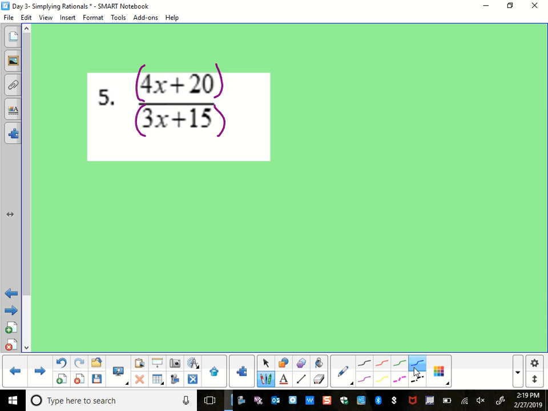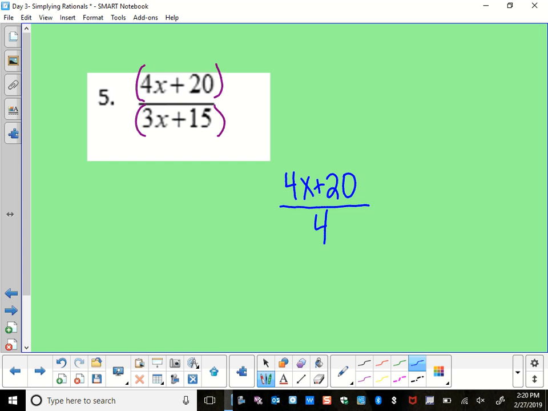Okay, so let's do the first one on top. We have 4x plus 20. It's a binomial, so I can either pick a GCF, I can do the box, or I can use the sock method. Which one do I need for this? GCF. What's my GCF? What goes into 4 and 20? 2 does, but you need the highest. So 4 would be my GCF.